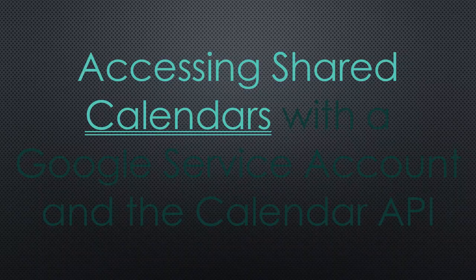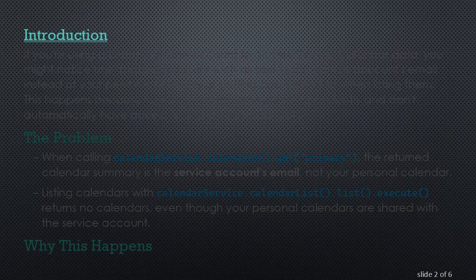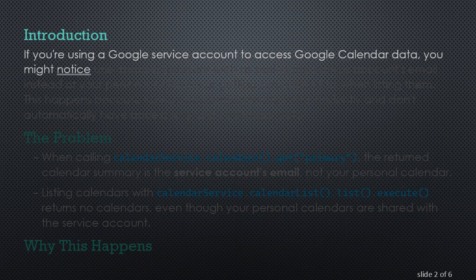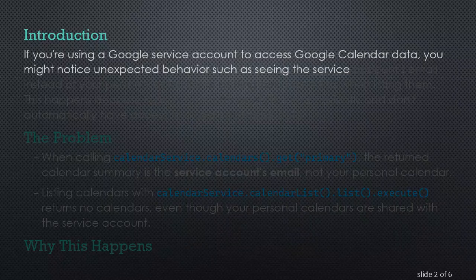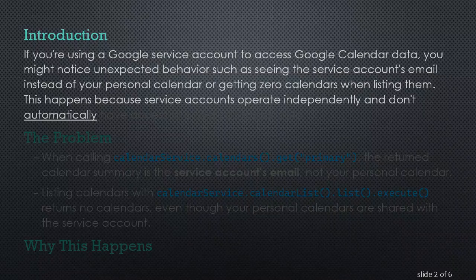Accessing shared calendars with a Google Service account and the Calendar API. Introduction. If you're using a Google Service account to access Google Calendar data, you might notice unexpected behavior such as seeing the service account's email instead of your personal calendar or getting 0 calendars when listing them. This happens because service accounts operate independently and don't automatically have access to a user's calendar data.